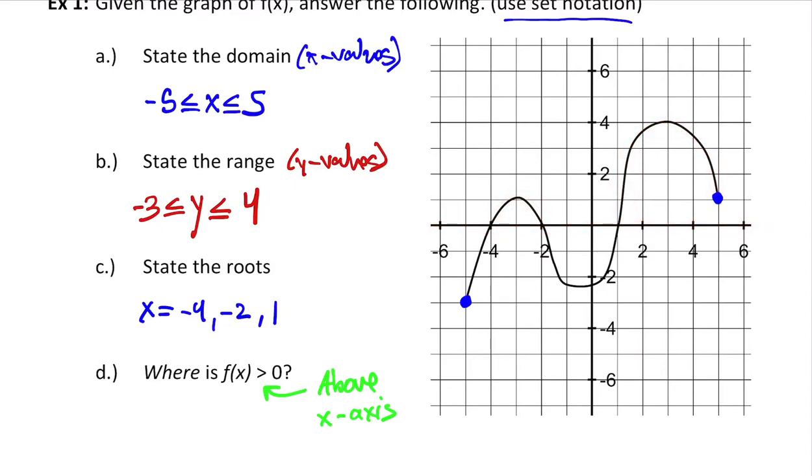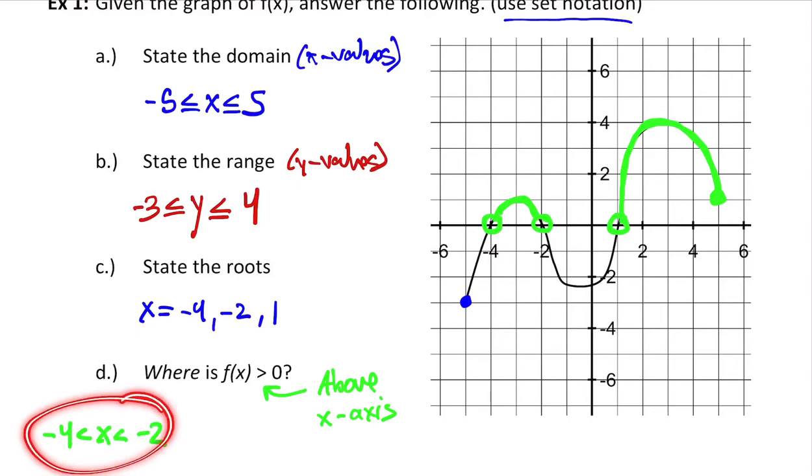So if I highlight it, now it doesn't say or equal to, so it's open circle, and I want this piece here, open circle. I want all of this. Now be careful, this endpoint is included. That point is above the x-axis. All right, so how do I write that? Looks like I have -4 is less than x is less than -2. All right, so this represents that interval right there.